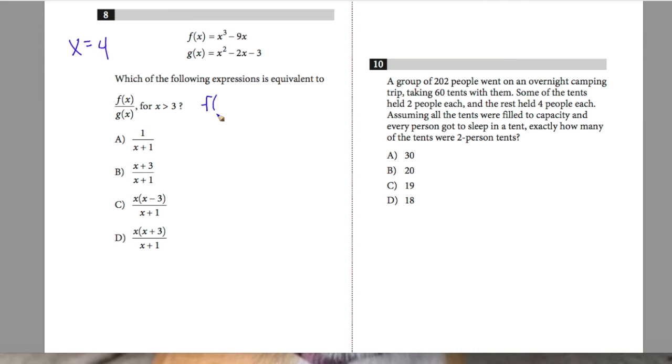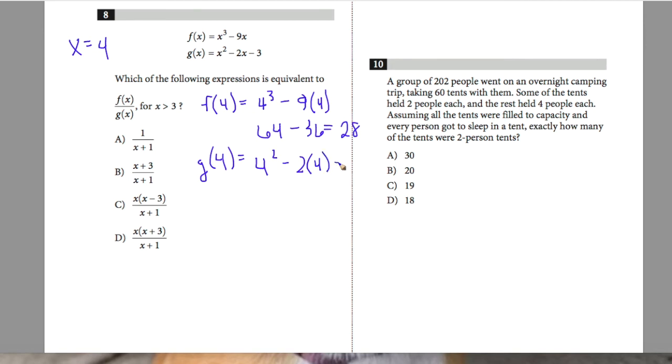So f of 4 equals 4 to the third power minus 9 times 4. 4 to the third power is 64, minus 9 times 4 is 36, and 64 minus 36 is 28. Then g of 4 is going to be 4 squared minus 2 times 4 minus 3. Well, 4 squared is 16, minus 8, minus 3, and this value will then be 5. So here I have 28, and here I have 5, and the question is asking, what is f of x over g of x? Well, f of 4 over g of 4 is going to be 28 over 5.